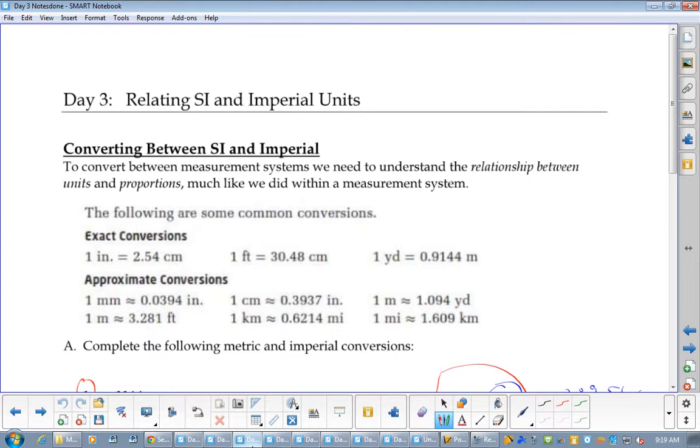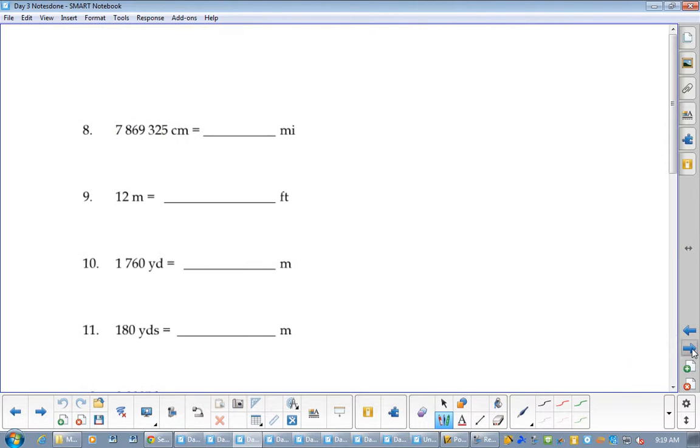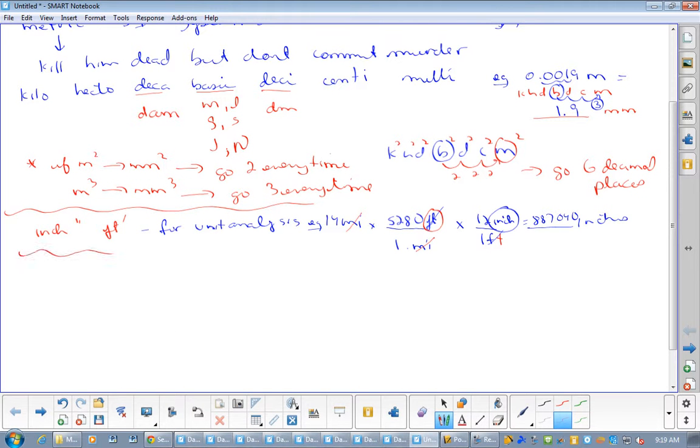Okay, so we're on to the next thing. Relating SI and Imperial. Now again, this is showing the unit cancellation. Would I need to show that again? I think I've already done that once. Maybe just one. Okay, because this one's going from imperial to metric. So if I was doing 114 inches to centimeters, how would I get that? Well, I would look on my sheet and I would go times 2.54 centimeters over 1 inch. I would show that canceling equals, and then what was the answer?